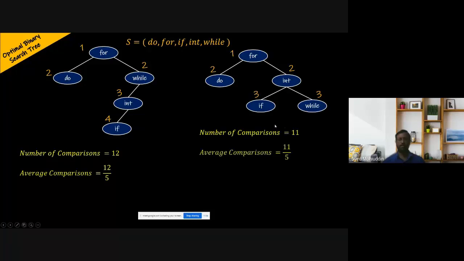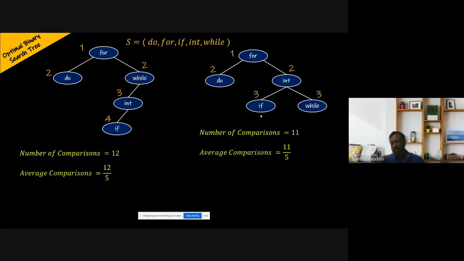And on an average, there are 5 elements, so we need 11 by 5 comparisons. So this way, which tree is better for searching? Obviously, the one which has less number of comparisons. So if we check the average comparisons in the left tree, it is 12 by 5, and in the right tree, it is 11 by 5. So obviously the right binary search tree is much better than the left one.